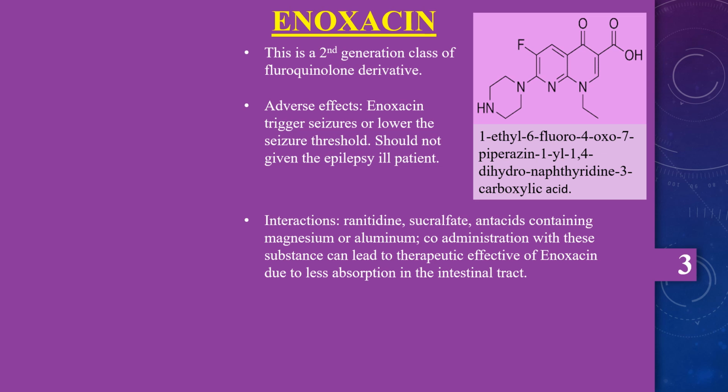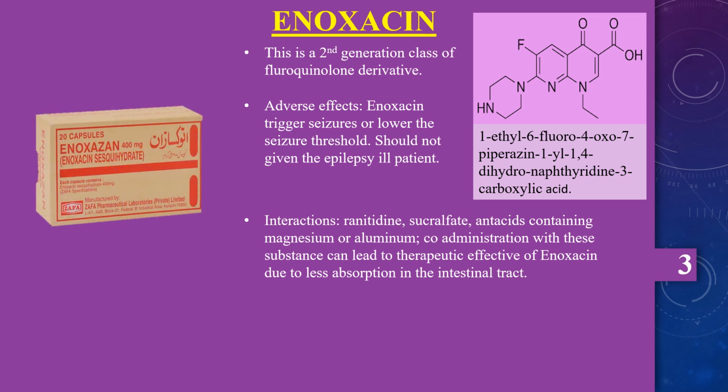Now let's see the structure. In the first position, an ethyl group is present, and in the sixth position, a fluorine atom is present. In the seventh position, a piperazine ring is present. But in the eighth position, a nitrogen atom is present, like nalidixic acid. So this ring system is known as the naphthyridine ring system. So in nalidixic acid and enoxacin, the ring system is the same. But in nalidixic acid, the fluorine atom is absent, while in enoxacin, the fluorine atom is present.